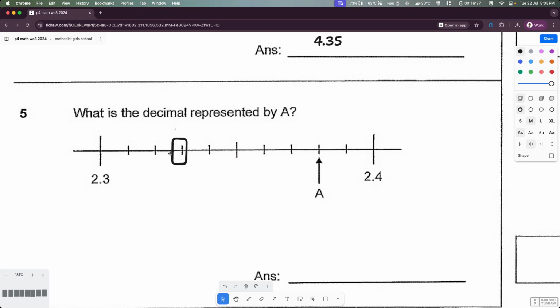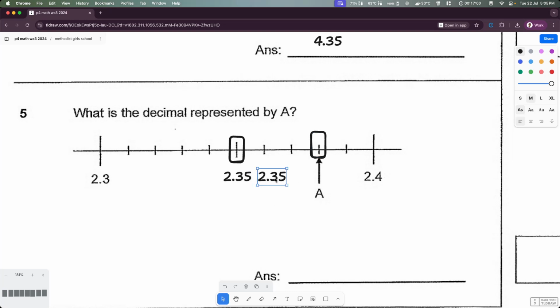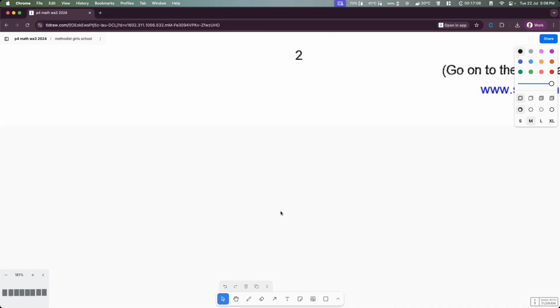So what we can do is we can just count, or we can count backwards, 2.4 to 2.3. That means the decimal place for this should be 2.35, the middle one, right? This case over here. So what is A? A over here should be, I think it's pretty straightforward. 2.35 is the middle, 2.36, 2.37, and 2.38. Okay, so in this case, the answer to this is 2.38. Pretty straightforward. All right, let's move on to the next question.